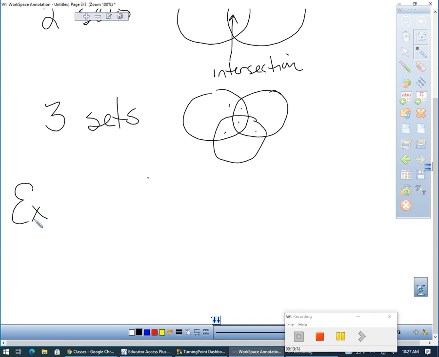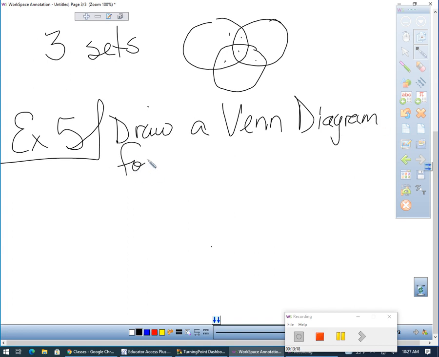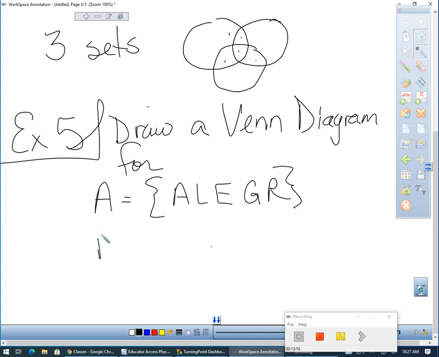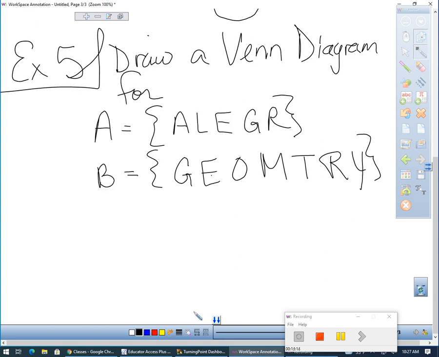All right. So example 5, right? Okay. All right. Draw a Venn diagram for A equals the letters A, L, E, G, R, and for set B, we're going to go with the letters G, E, O, M, T, R, and Y. Yeah, it's just letters. Okay, so we have 2 sets here.